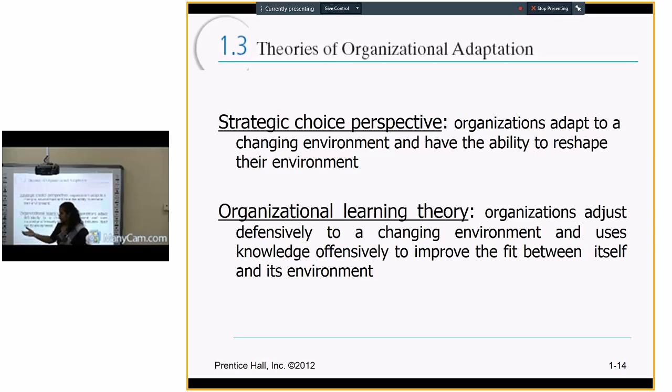For example, if a competitor comes with new technology, we also come up with something new, because we have that kind of skills, resources and competencies. That is what we call the strategic choice perspective. Then the organizational learning theory. That is another theory that Mintzberg has spelled out. The organization adjusts defensively to a changing environment and uses knowledge offensively to improve the fit between itself and its environment. What does it mean?